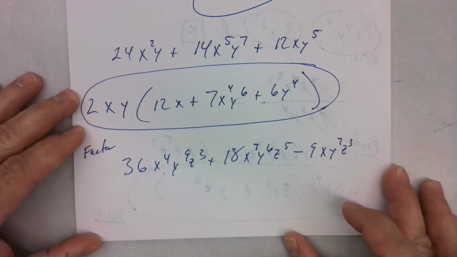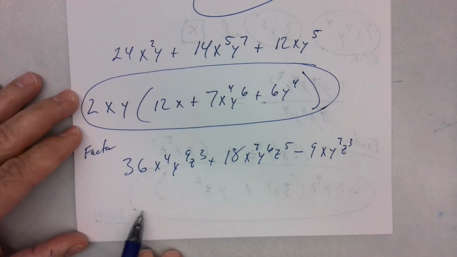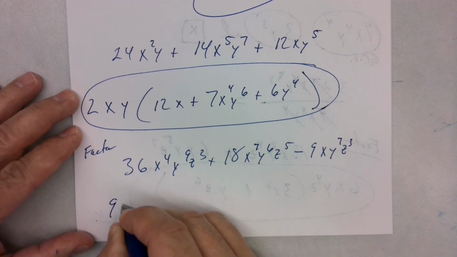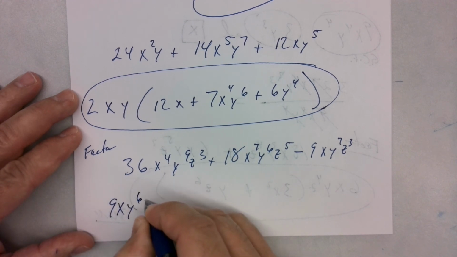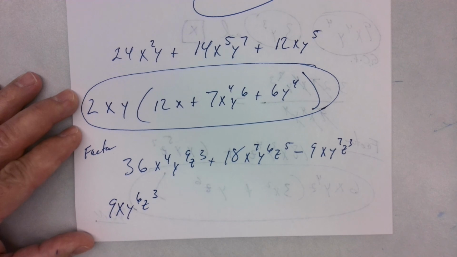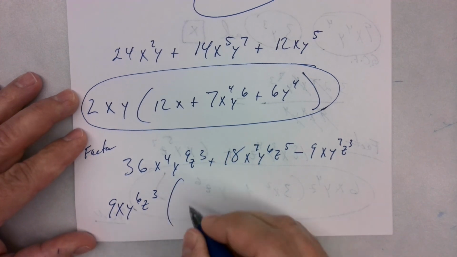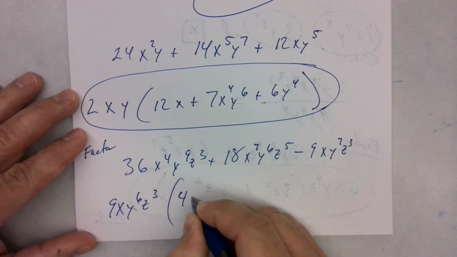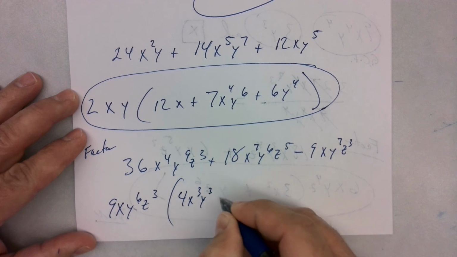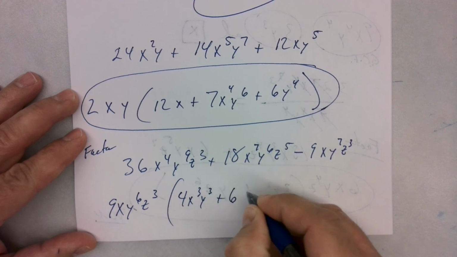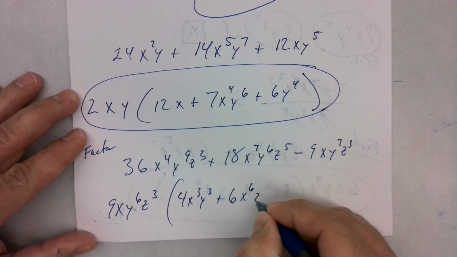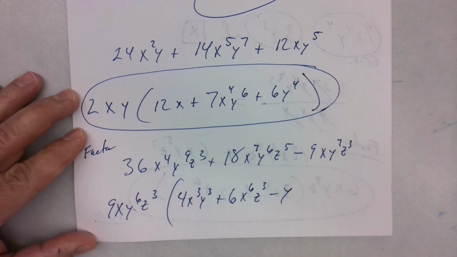Alrighty, who is 7? Hadley. Yeah, okay. So Hadley, you give me what you have as your GCF. My GCF, I have 9x y to the 6th z to the 3rd. Okay, well, who is 10? Okay, Stoker, give me what you got left. 4x to the 3rd, y to the 3rd, plus 6x to the 6th, z to the 3rd, minus y. Like that? Yep.